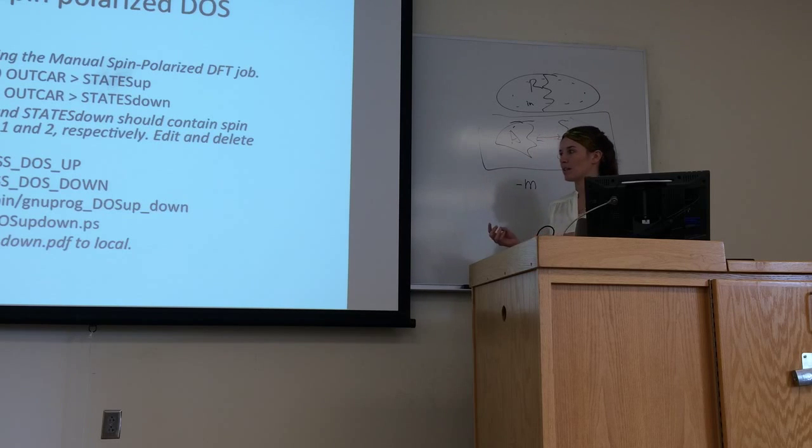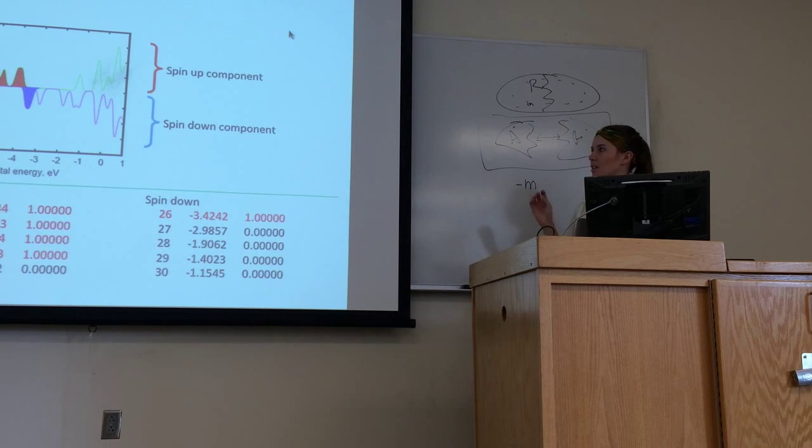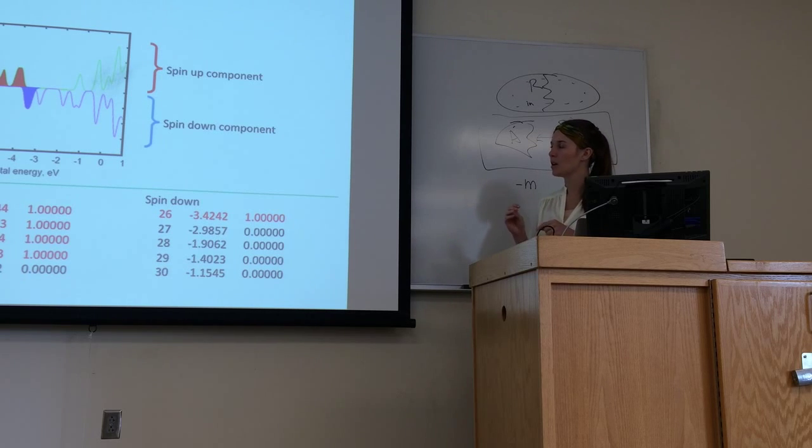And then when you plot them as a PDF, it looks something like this. And so that portion is the spin up component and then the spin down. And you'll notice that the up and down do not match up vertically, and that's due to the differences in electron population between the up and down components. And so you can see the differences in the bottom here as well.